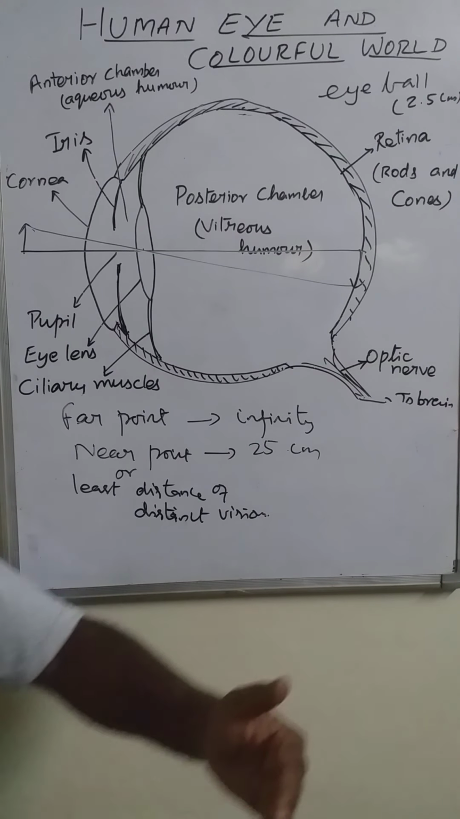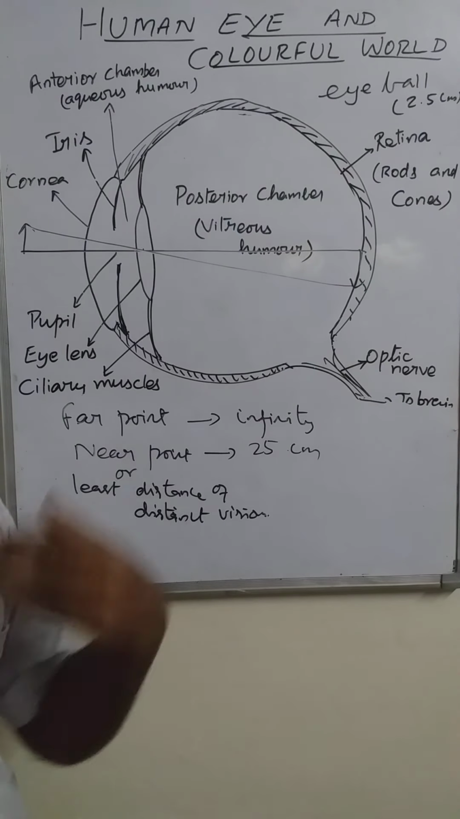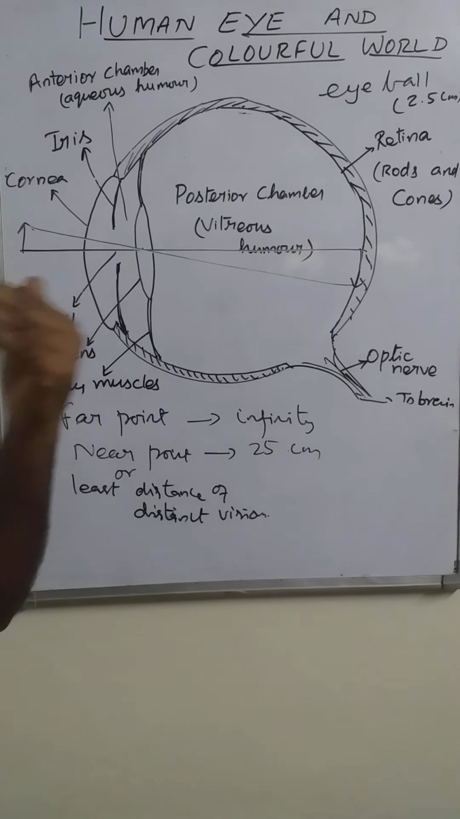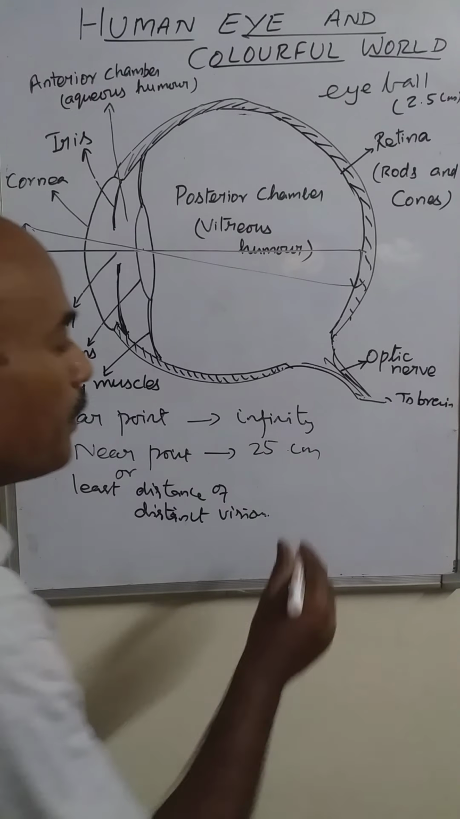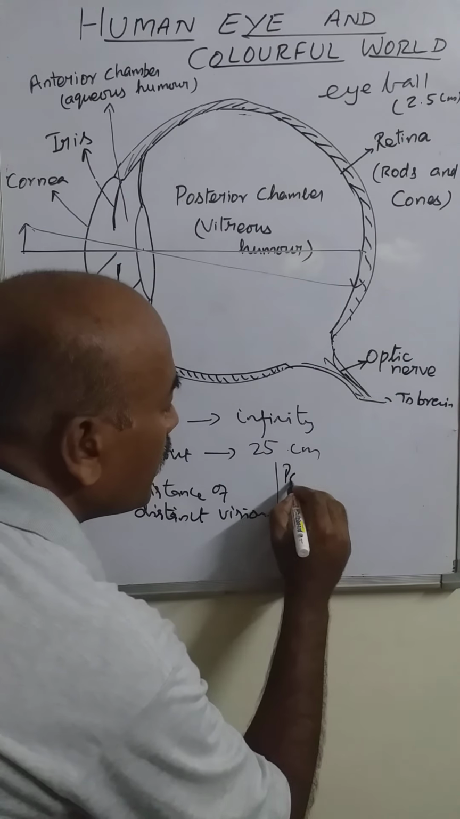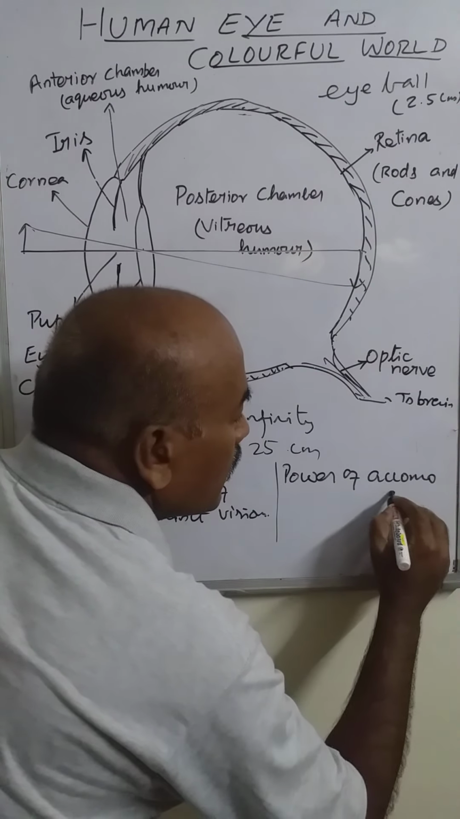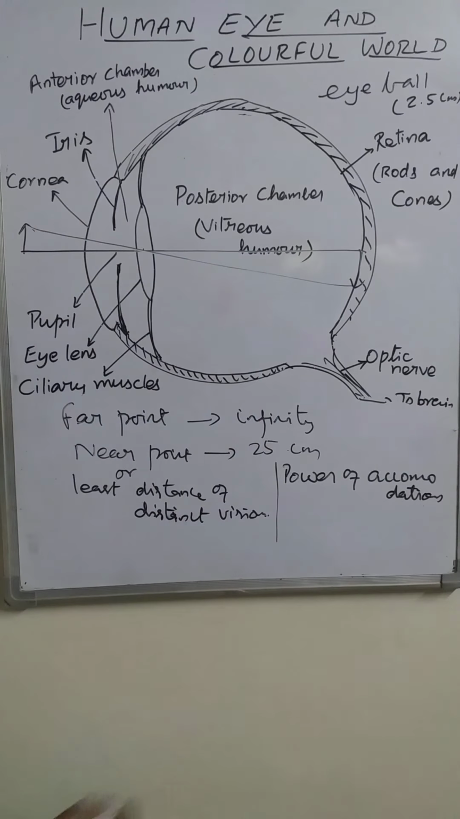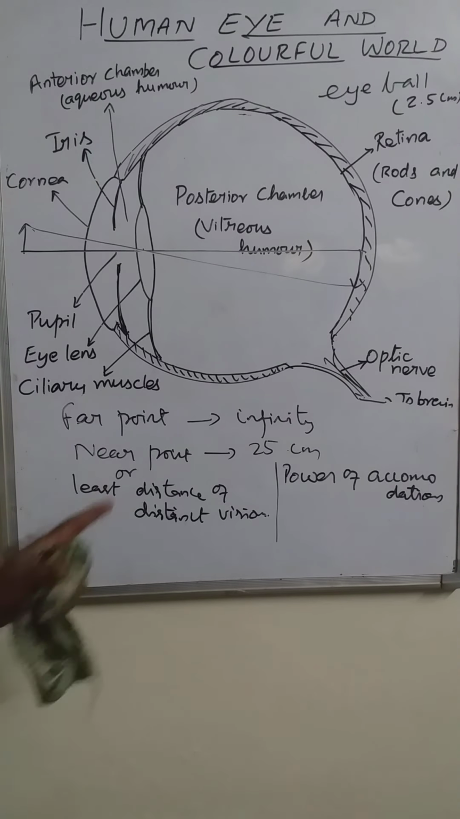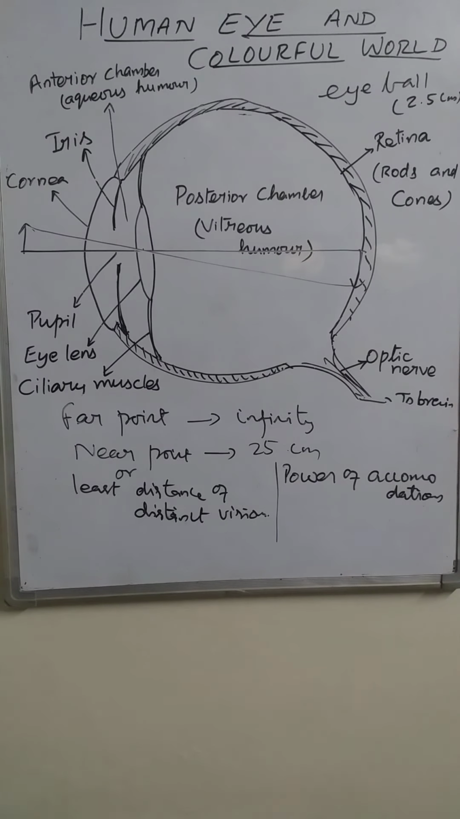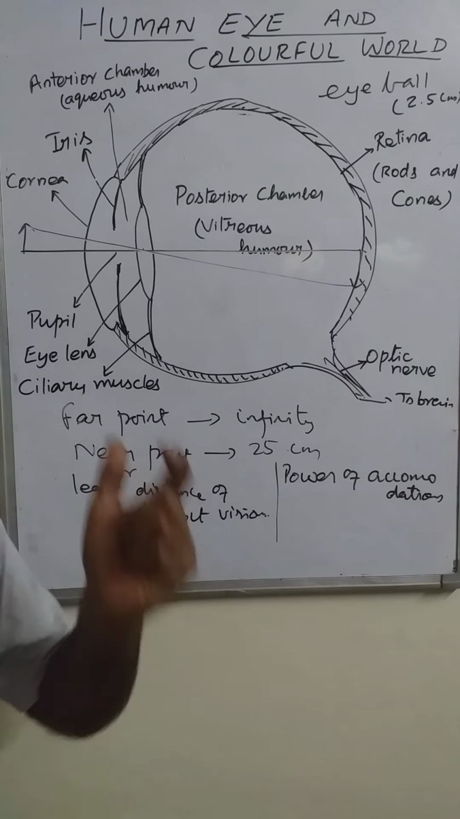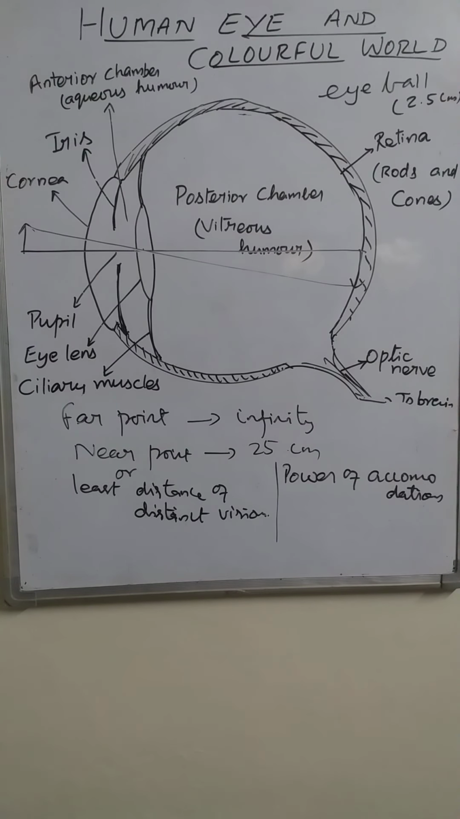This ability of eye lens to change the focal length for longest distant object and nearest distant object is known as power of accommodation. So power of accommodation is the ability of eye lens to change the focal length for longest and nearest object. For every normal human eye, we consider the range of power of accommodation.